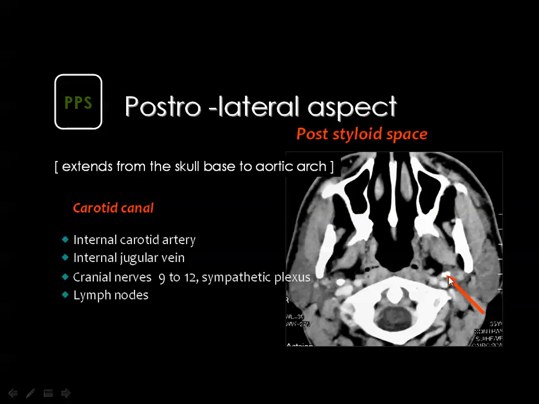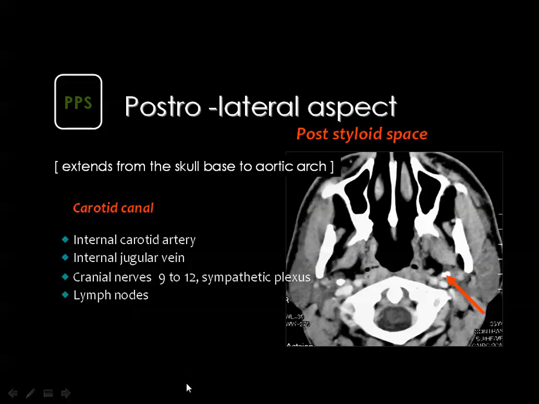Posterior to the styloid, or between the styloid and the cervical spine, this is known as the carotid canal, or the retrostyloid space, or post-styloid space. And the carotid canal, or these names, contain the following anatomy. Number one, the internal carotid artery, the internal jugular vein, the cranial nerves from the 9th to 12th, as well as the sympathetic plexus, and the group of lymph nodes. And you remember that the nerves are not usually seen. Lymph nodes are not seen unless they are enlarged.